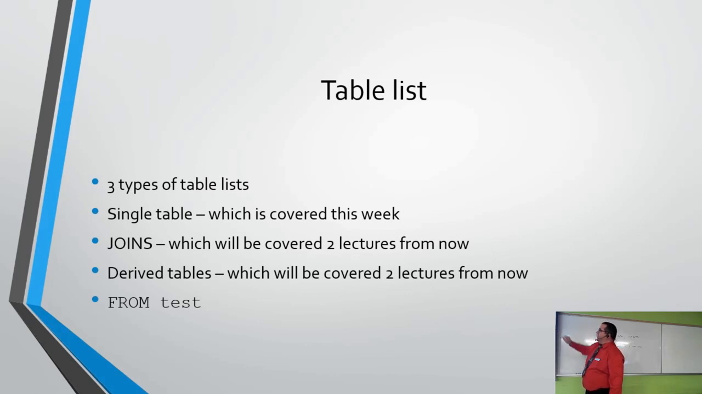And that's the from statement. Now, there's three kinds of table lists. Today I'm talking about the first one. So you're going to grab from a single table. You've already seen this. I did select star from example. Boom. Done. There's joins, which will be covered in two lectures. Derived tables, two and a half to three lectures. But the short form of it is from, for example, test or from example.